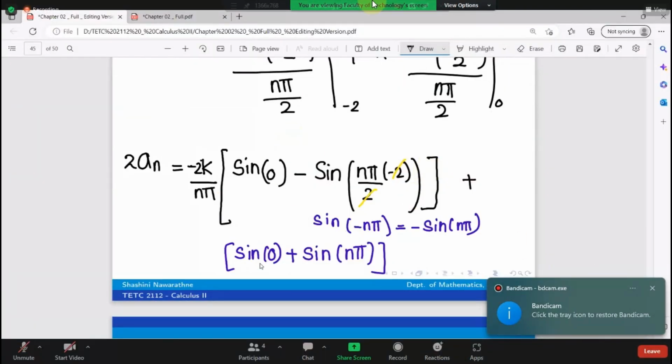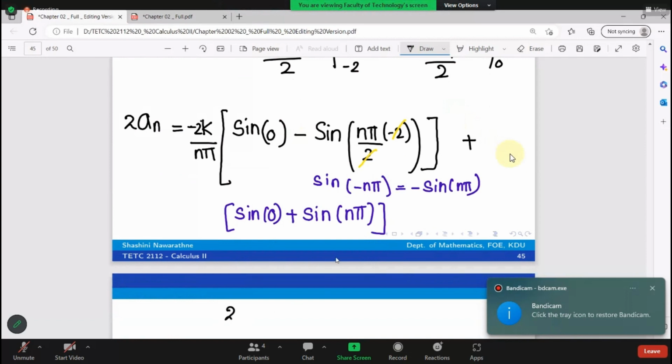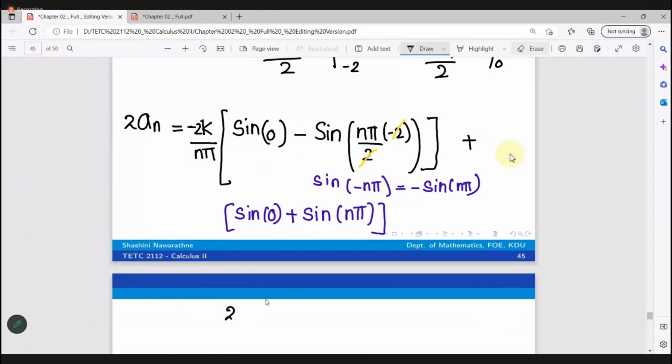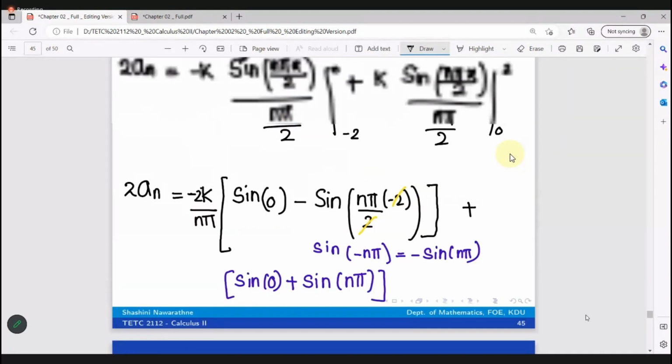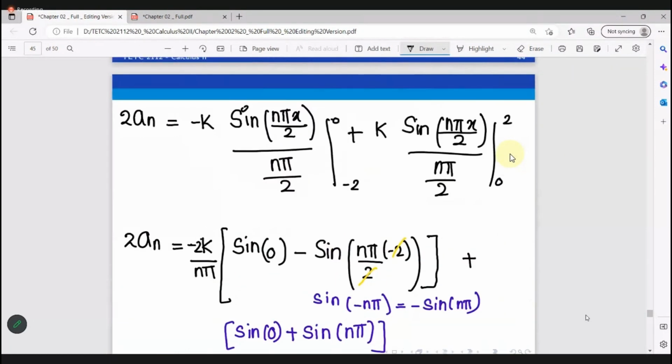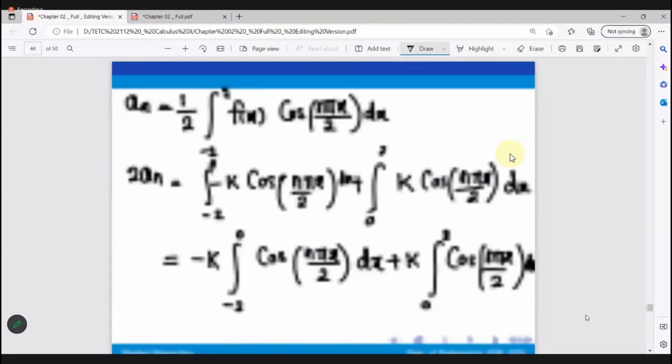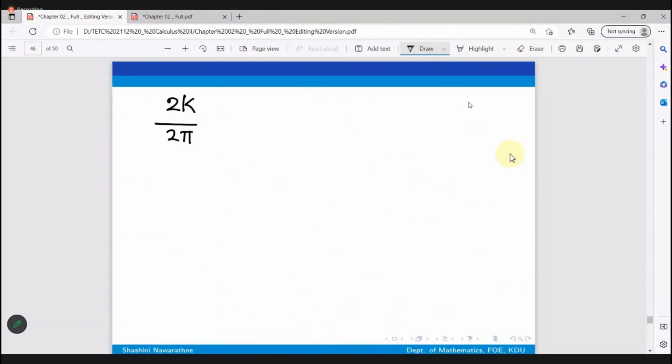So then the next part. Next part is 2k over n pi and we need to substitute x equal to 2 and x equal to 0 into sin n pi x over 2. Sin n pi over 2 and x equal to 0.